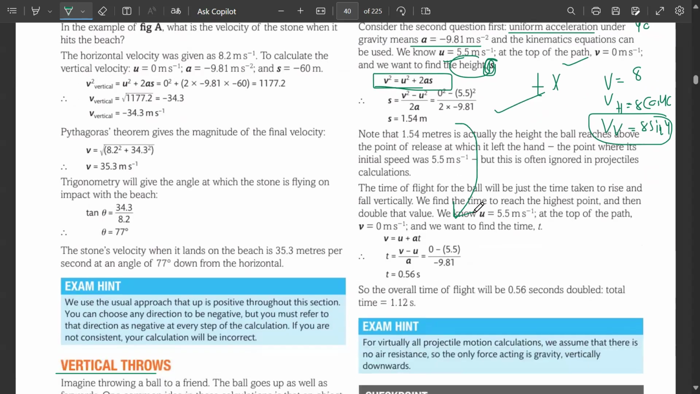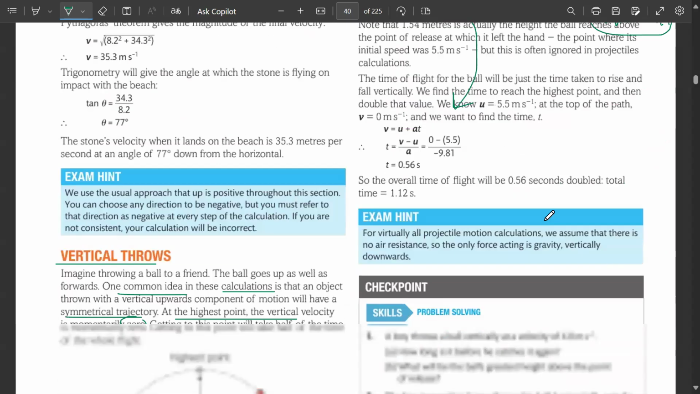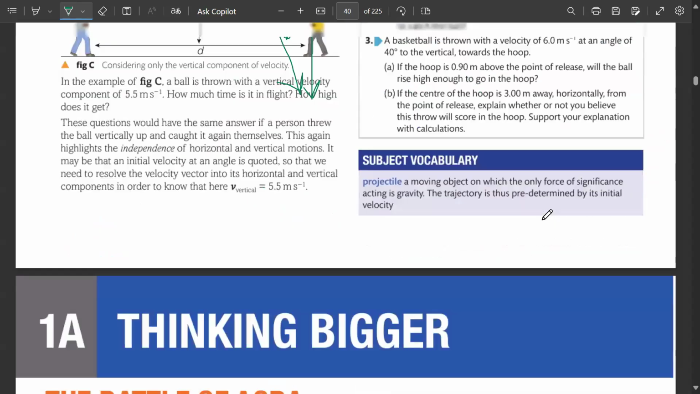But when you're finding the time, you can use both. ठीक है, time doesn't matter क्योंकि time तो उतना ही लगना है, horizontal velocity हो या vertical velocity हो, time तो resultant ही पहुंचे. So for finding the time you can use any components of whatever velocity you want.